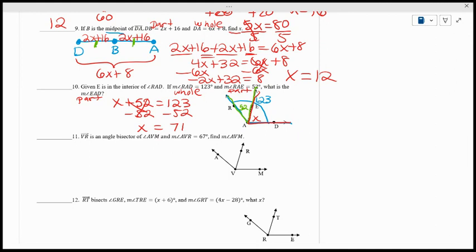And again, it did say what is the measure of EAD, so I have to write that out. Or you can just put 71 on the line. Shouldn't be too picky. Measure EAD is 71. I'll put the degree symbol because it was the full angle.